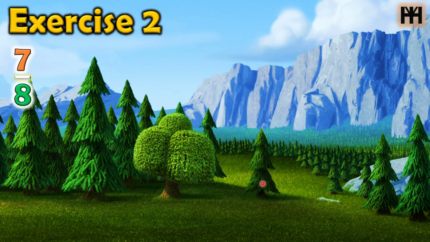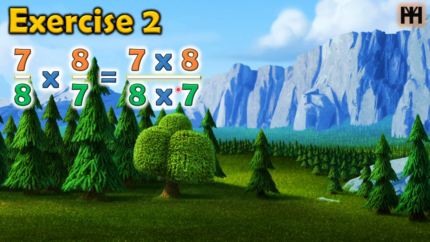Exercise 2. We have 7 over 8 multiplied by 8 over 7. So it's 7 times 8 and 8 times 7. Before we do the multiplication, let's see if we can cross any numbers together. We have 7 up and 7 down. You can cross them together, and 8 up and 8 down. You can cross them together. So they cancel each other, so the answer will be 1.